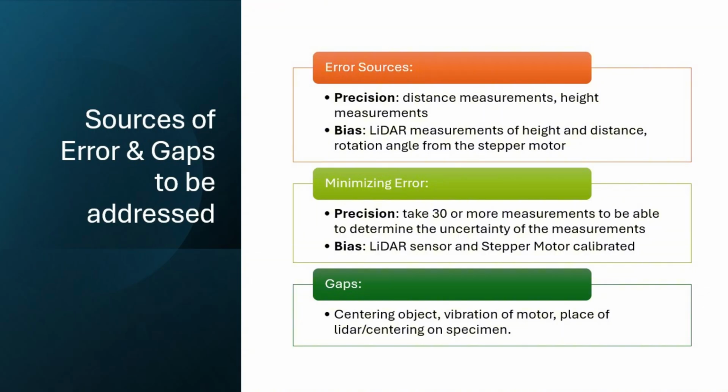First, to minimize the precision error, we plan on taking 30 measurements to be able to determine the uncertainty of the measurements, as well as being able to create a bell curve on that. And for the bias error, we plan on calibrating both the LiDAR sensor and the stepper motor. Some of the gaps that might occur are issues with centering the object, as well as the vibration of the motor, the placement of the LiDAR, centering it on the specimen to get the best data.